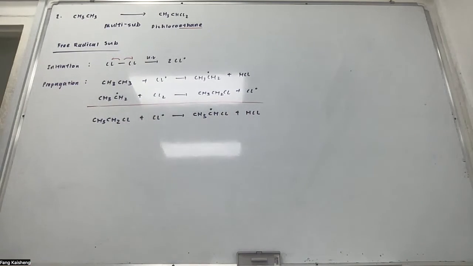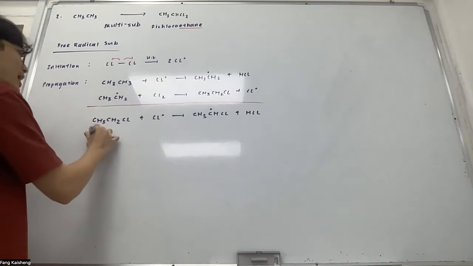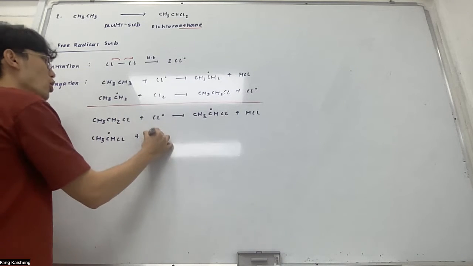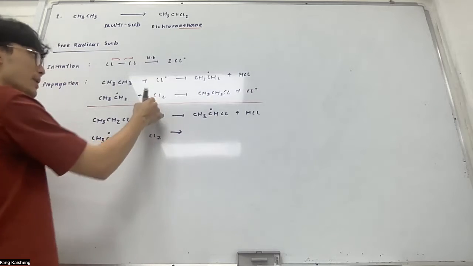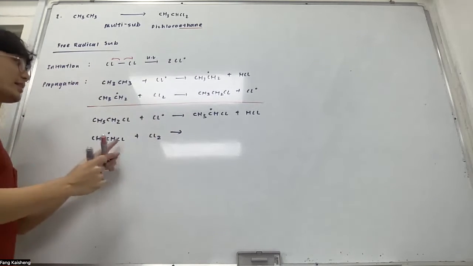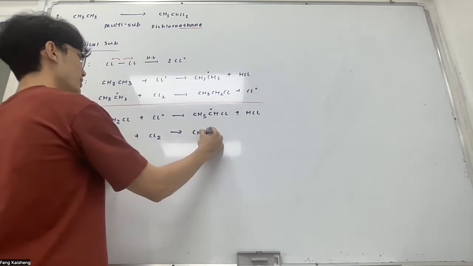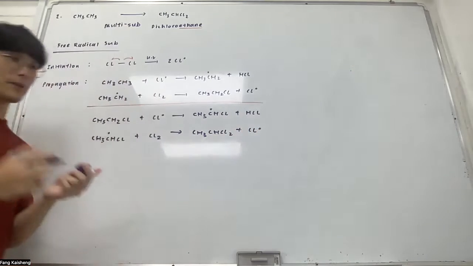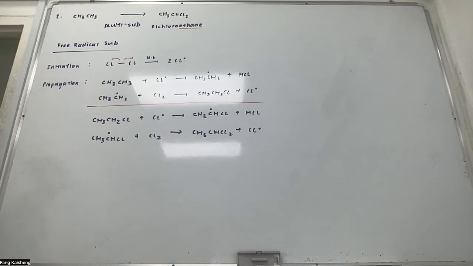Next, just take that final radical over there and react it with a normal compound, which is Cl2. Just copy and paste from what we did over here. Then you can fill this up with your Cl. So it becomes CH2Cl2 plus a Cl radical. So you're repeating the propagation process two times like this.